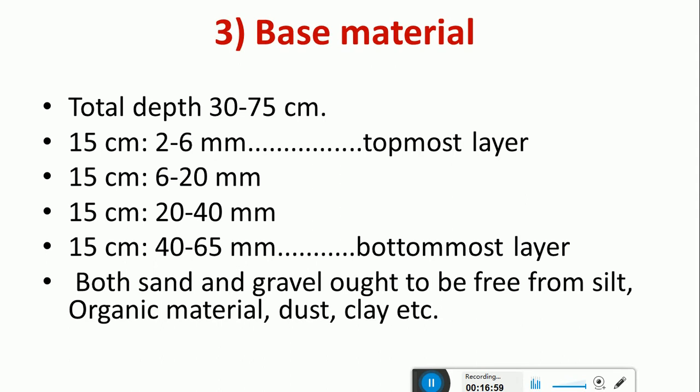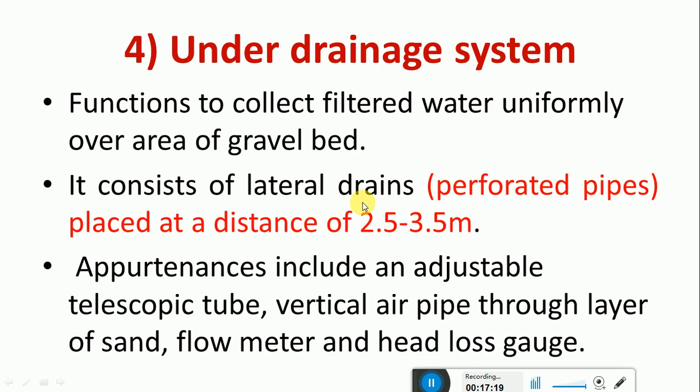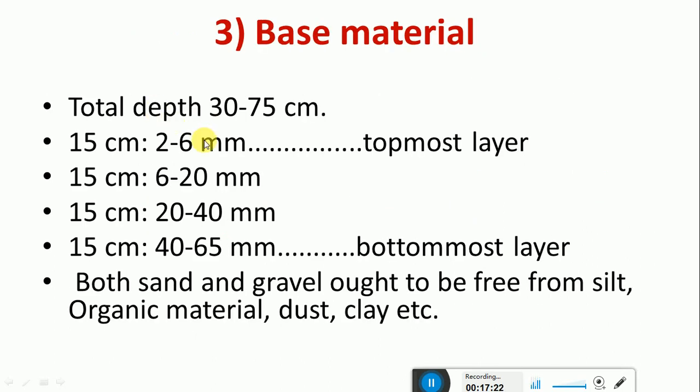The total depth of the base material will be in the range of 30 to 75 centimeters. In that, gradation is done, because care should be taken that the top sand, which is present as filter media, should not be washed away by the flowing water and reach the under drainage system. To prevent that, we do the process of gradation here. Out of this total depth, the topmost 15 centimeters will be of 2 to 6 mm size, the next 15 centimeters will be of 6 to 20 mm size base material, and next 20 to 40 mm, similarly 40 to 65 mm.